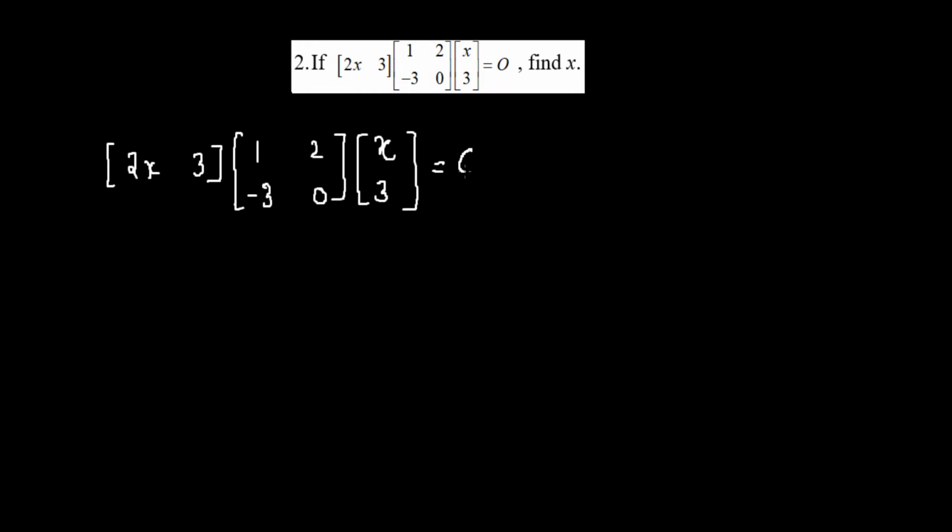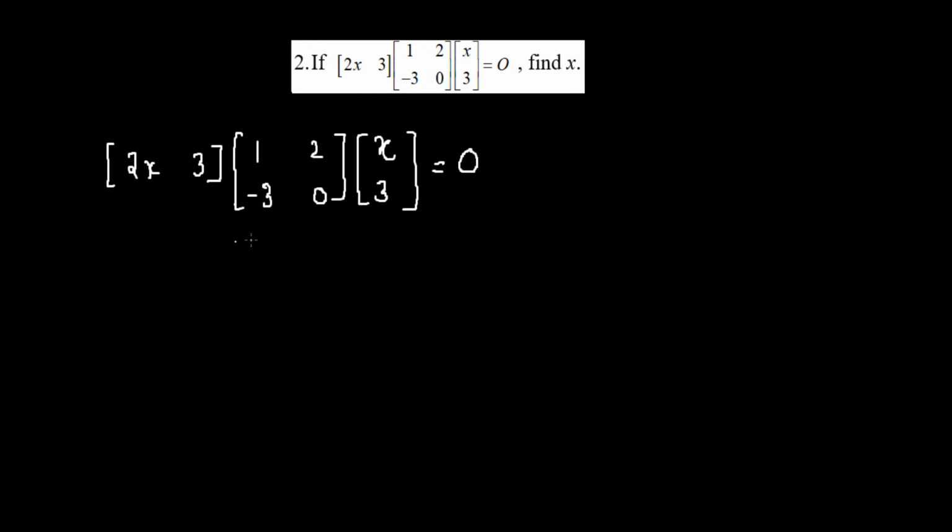So here we have three matrices multiplied to each other such that the resultant is a zero matrix. It's not simply 0. Using this information, we have to find out the value of x. We begin by multiplying the first two matrices. Let's write down the entire matrix. This is a row matrix [2x, 3] multiplied to a 2 by 2 matrix with first row 1, 2, and second row -3, 0. And it's multiplied to a column matrix [x, 3] equals the 0 matrix.